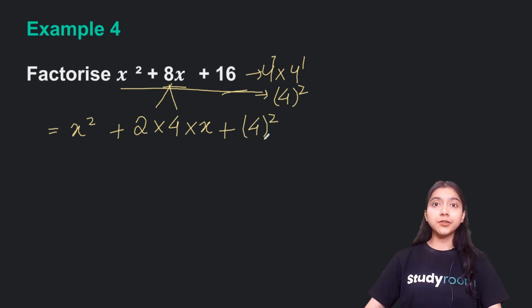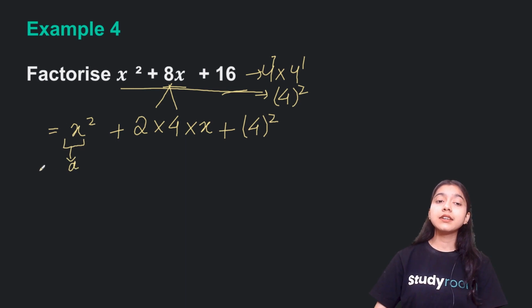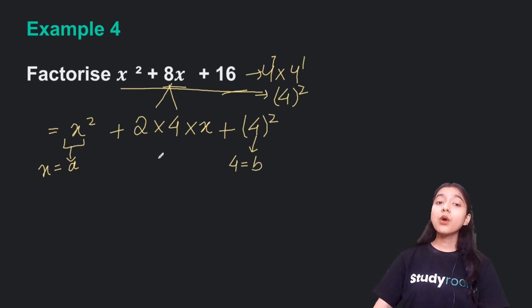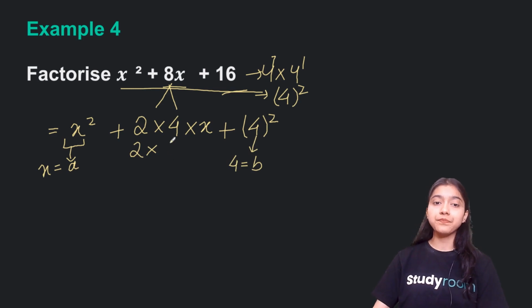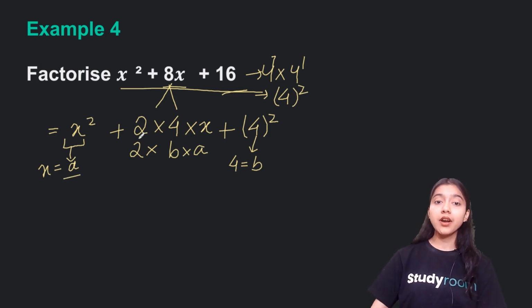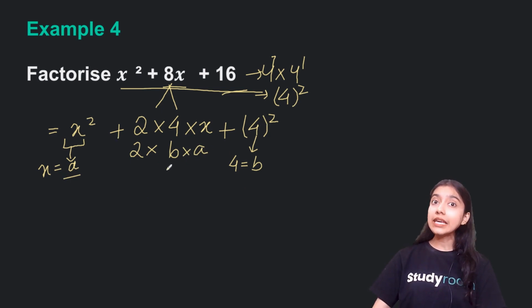Now just observe. What we can observe over here, the first thing is that consider this x as a. Just consider x is equal to a. Consider this 4 as b. That means 4 is equal to b. Now again we have here 2 multiplied with, I considered 4 as b and x as a. So what is this equation giving us? Isn't it an identity? A square plus b square plus twice ab, isn't it?